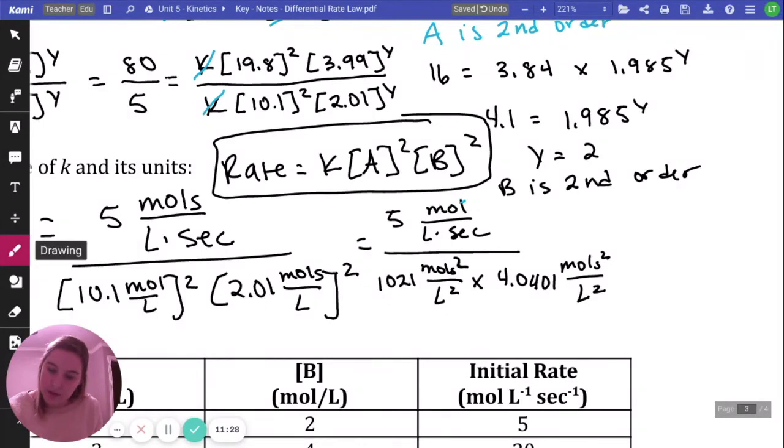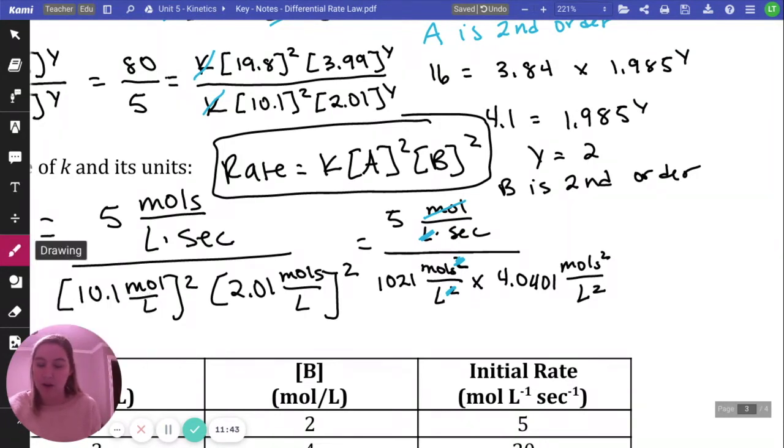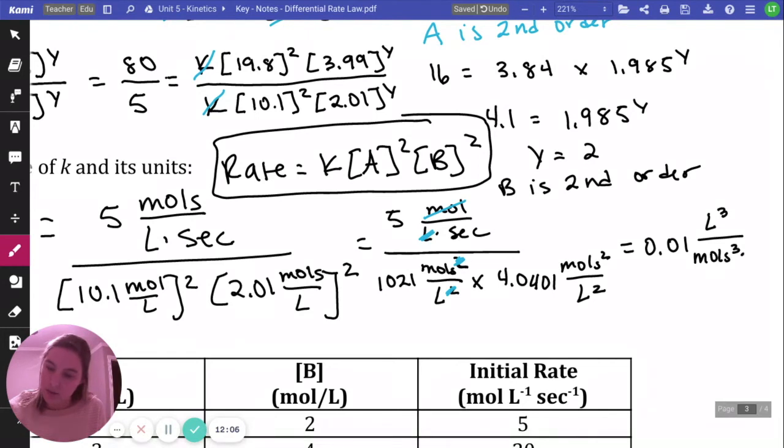Since I have moles and liters on the top and on the bottom, that's going to cancel out one of them. Anytime we are dividing by something that we're dividing by, it's going to flip over to the top. So plug all your numbers into the calculator: 5 divided by 1,021 times 4.0401. I ended up getting 0.01 as my K, and the units will be liters cubed over moles cubed times seconds. So that'll be our K value.